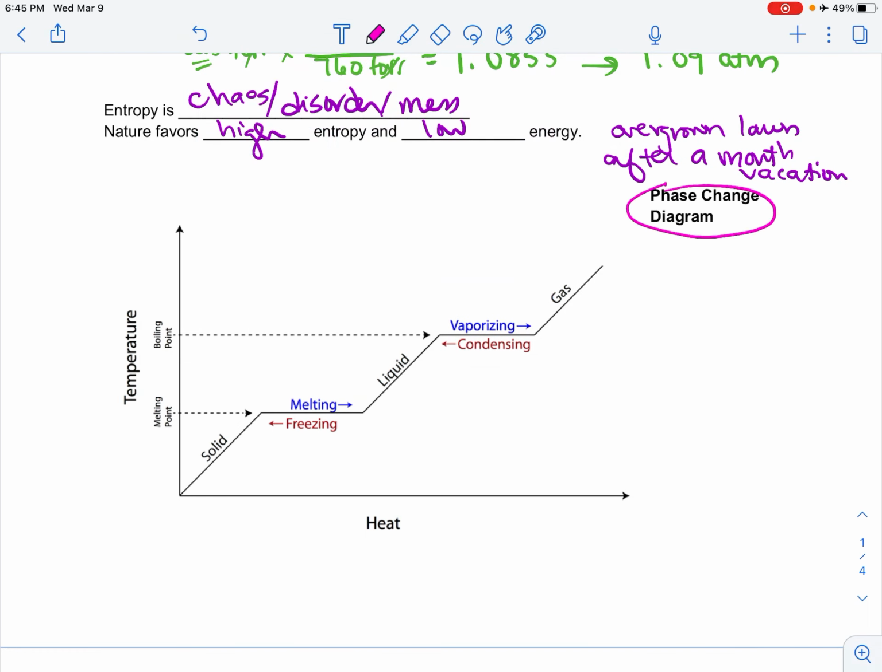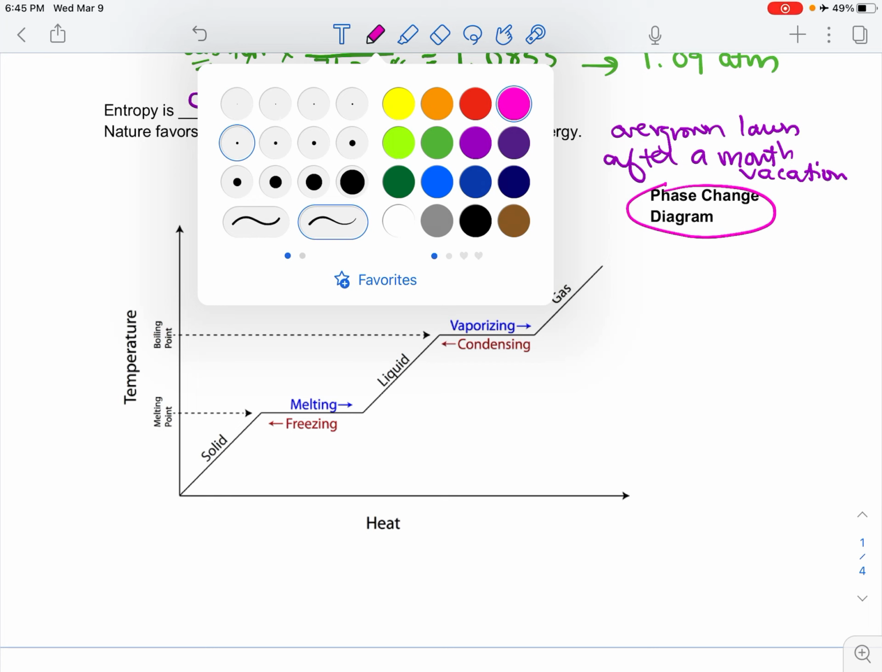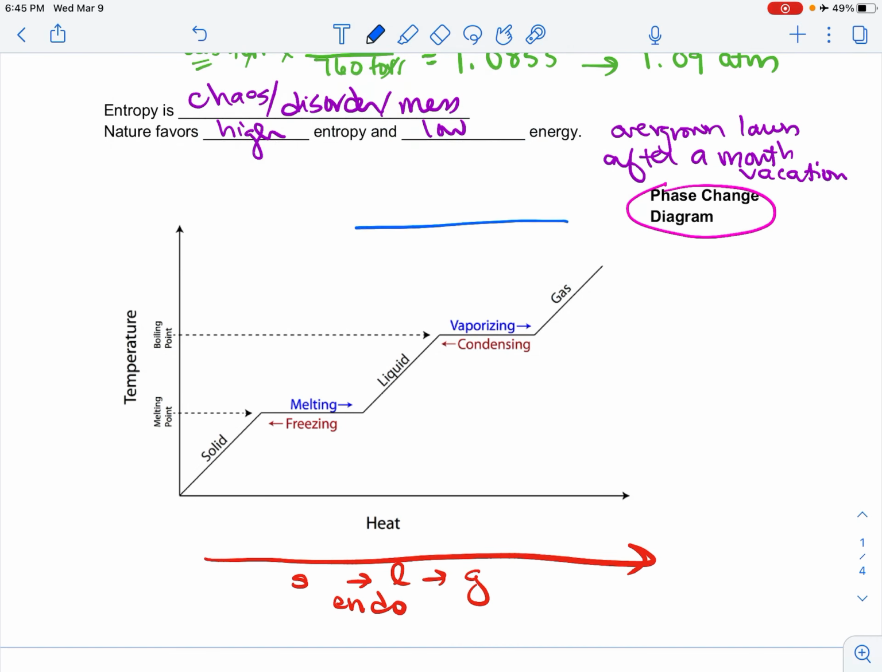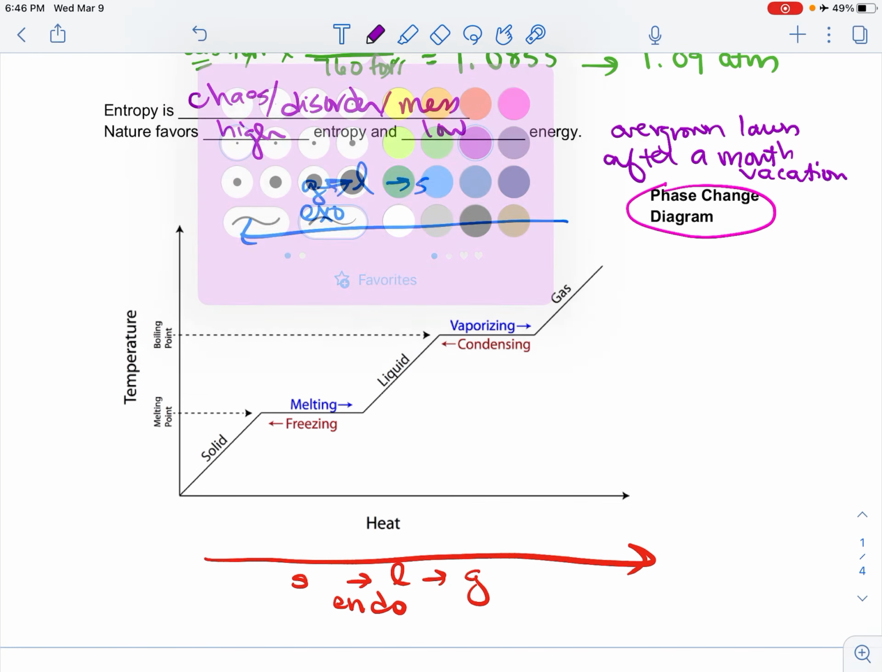A lot of this is already provided, but what you do need to know is the formulas you need to use and when. And also this way where you go solid to liquid to gas, this is endothermic. You're taking heat in. If you were to read the graph this way, you'd be exothermic, which is a gas to a liquid to a solid. All right, but back to this.